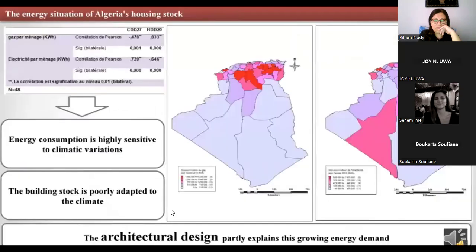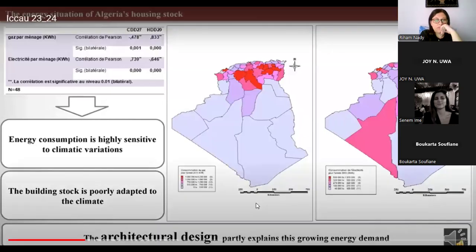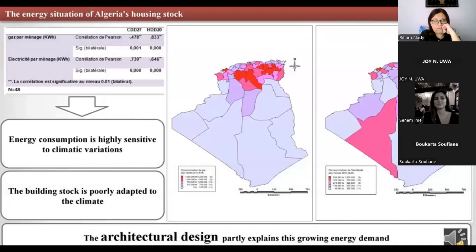We would like here also to take a look at our housing stock regarding the energy demand. Here we could see that there is a huge correlation between the heating degree days fixed to 20 degrees and the consumption of gas, which is more than 80%. On the other side, electricity consumption is highly linked to the cooling degree days fixed to 27 degrees, with 74% correlation. This means that the energy consumption of residential buildings in Algeria is highly sensitive to climate variations, and that the building stock is poorly adapted to the climate.